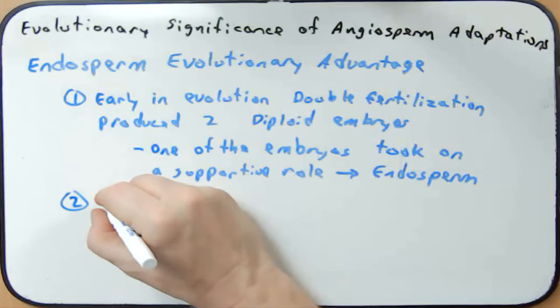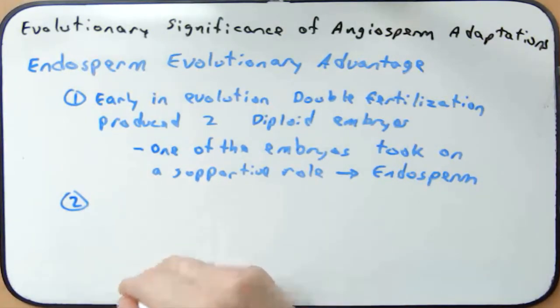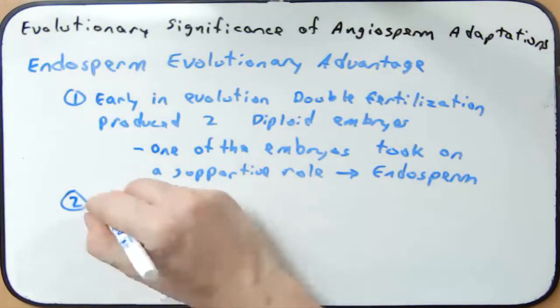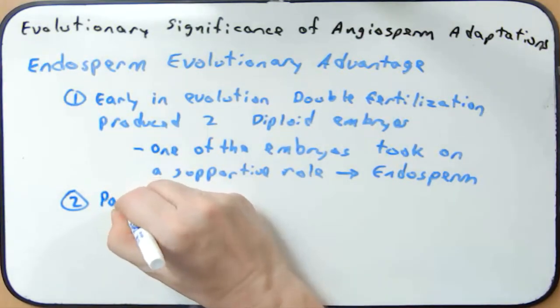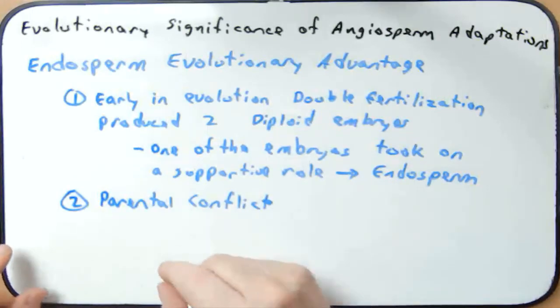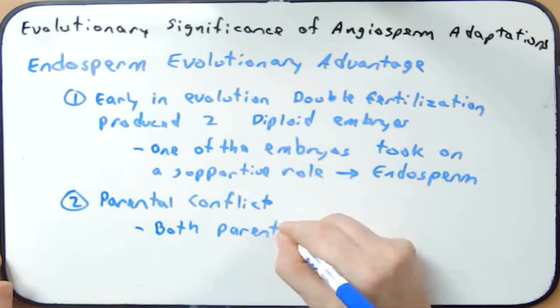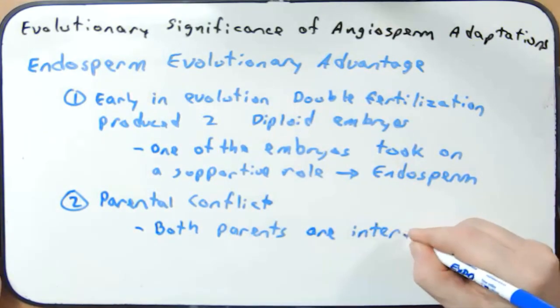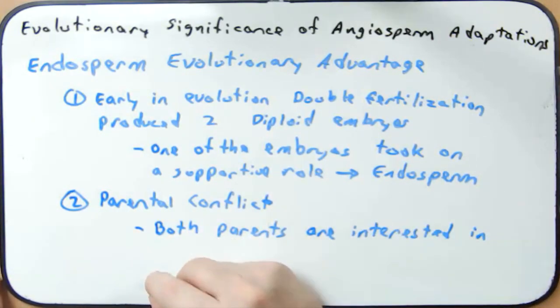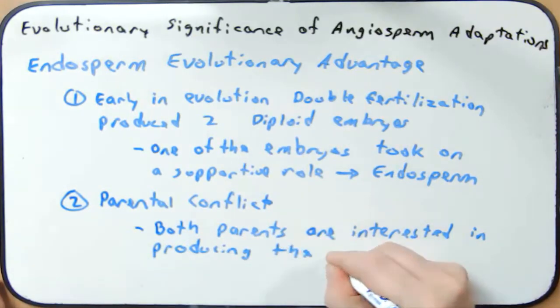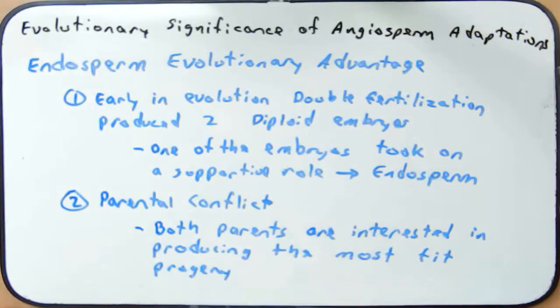And this other idea is a little deeper. And when you take genetics, we'll talk about it a little bit more. And if you take epigenetics, we'll talk about it even more. And this has to do with something known as parental conflict. And I'm not going to go into great detail here, but to say that both parents are interested in producing the most fit progeny. That is, both mom and dad want to have an embryo that is produced that is going to survive so that they can pass their genes on to the next generation.